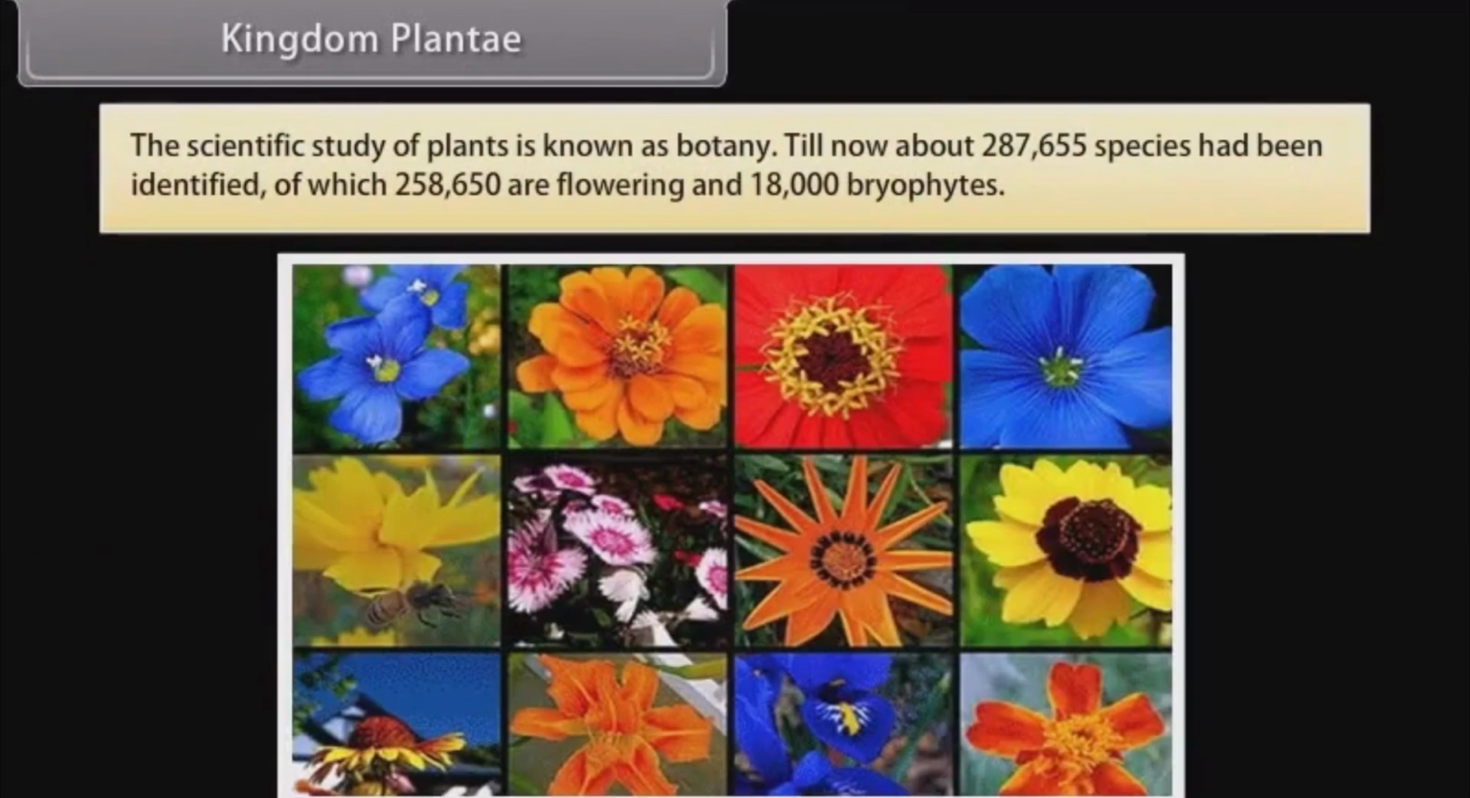The scientific study of plants is known as botany. Till now, about 287,655 species had been identified, of which 258,650 are flowering and 18,000 are Bryophytes.